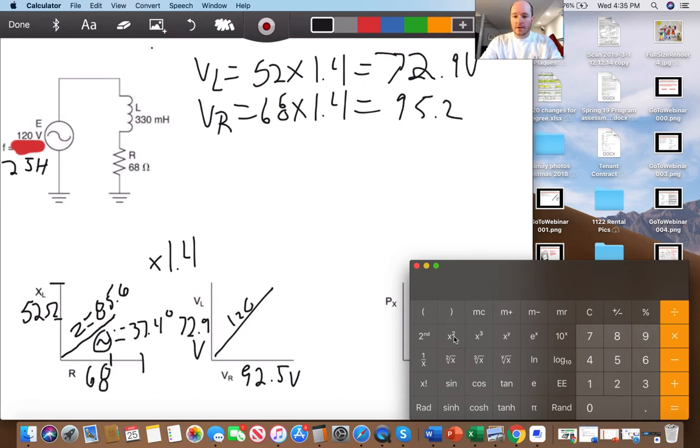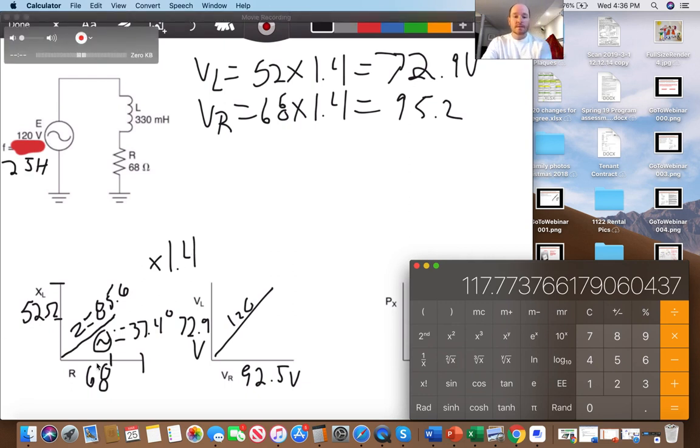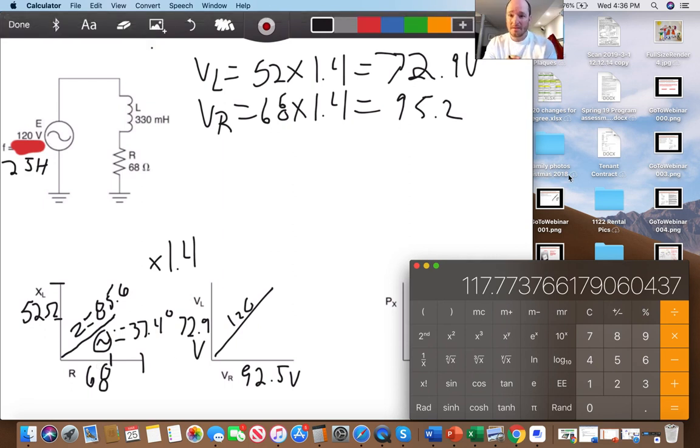All right, 72.9 squared plus 92.5 squared, take the square root of that, and I'm at 117.7. So you can tell that the way that I rounded here or something back here affected it a little bit, but that is well within my range. To be 2.3 volts off out of 120, perfect, totally nailed it. So we're good there.